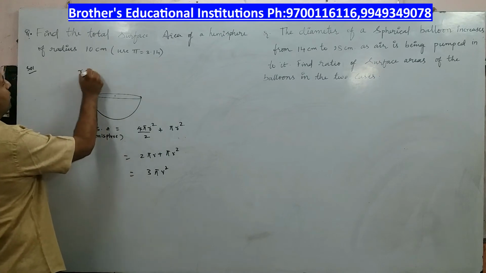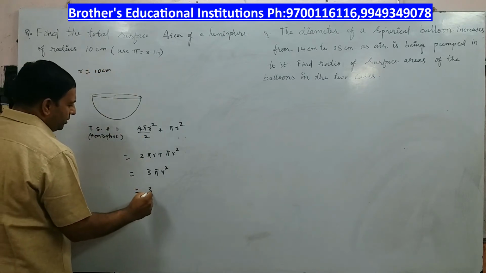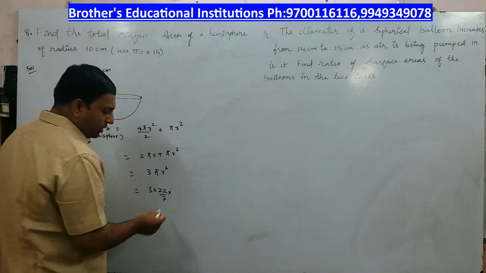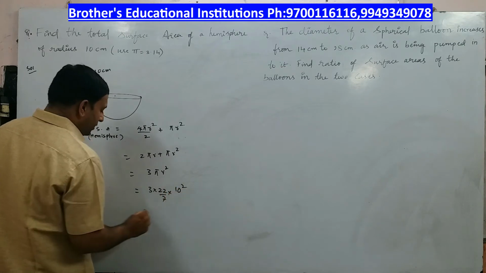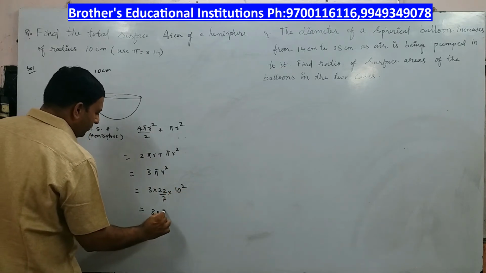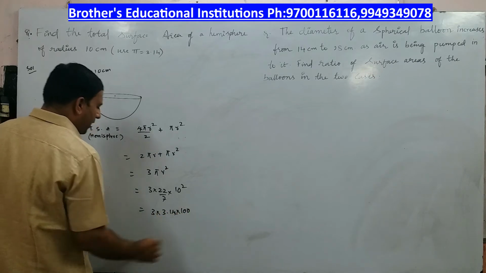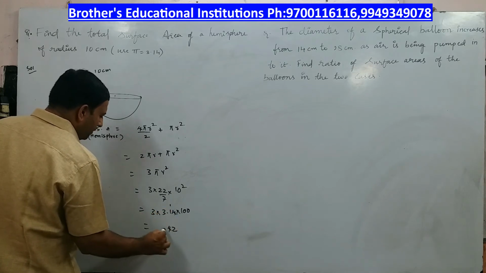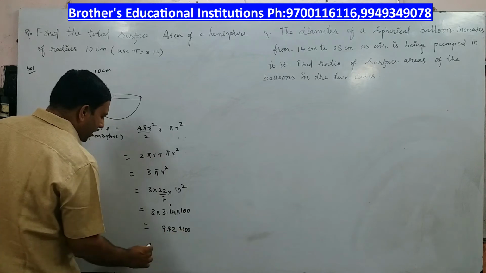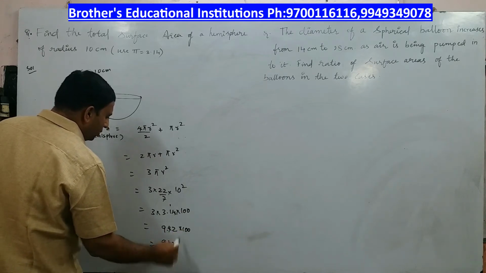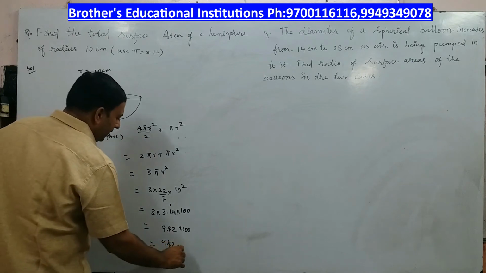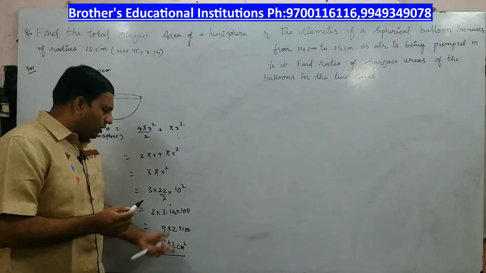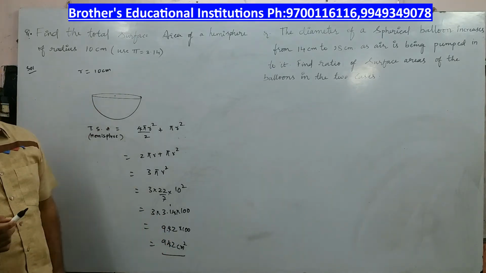Now what is the radius given to you? Radius is equal to 10 centimeters. All you need to do is 3 into 22 upon 7 into what is r square? R square is equal to 10 square. 10 square is 100. So 3 into 22 by 7 is 3.14 into 10 square, 100. So it is 9.42 into 100, and that is equal to 942. You are dealing with area, centimeter square. That is the total surface area of the hemisphere. Now you can pause the video and copy the problem, and then we'll go for the next question.